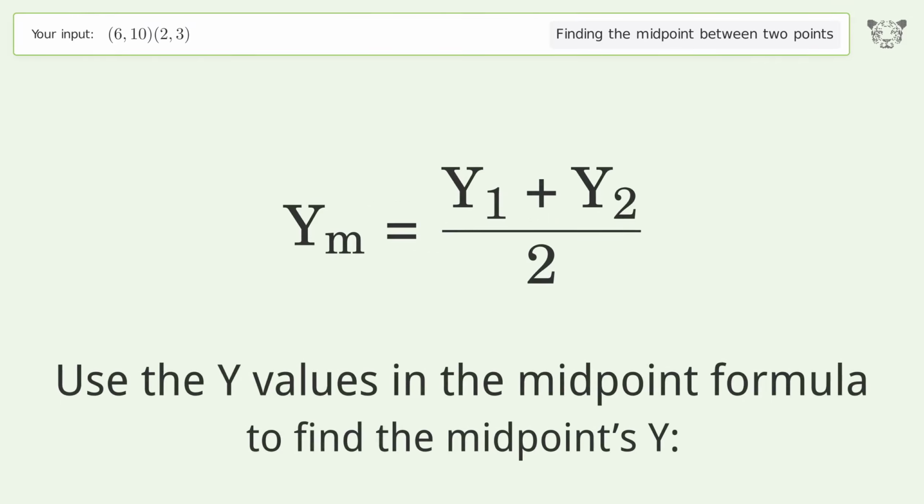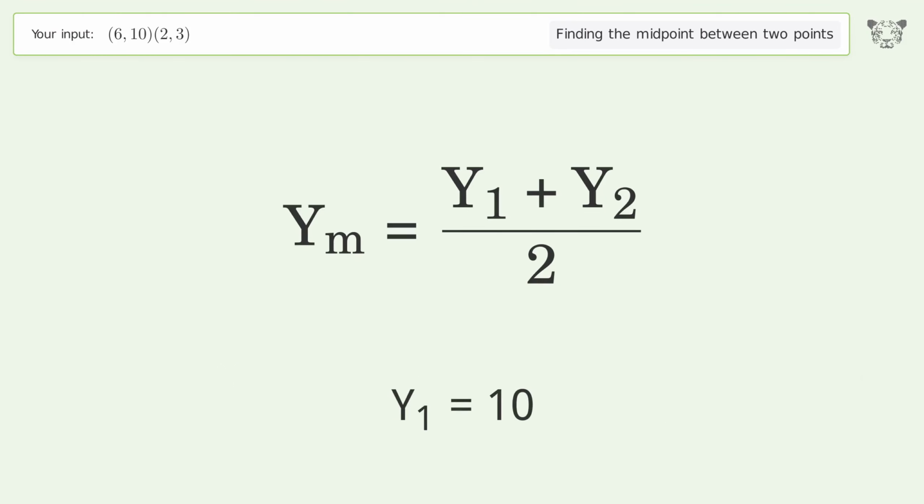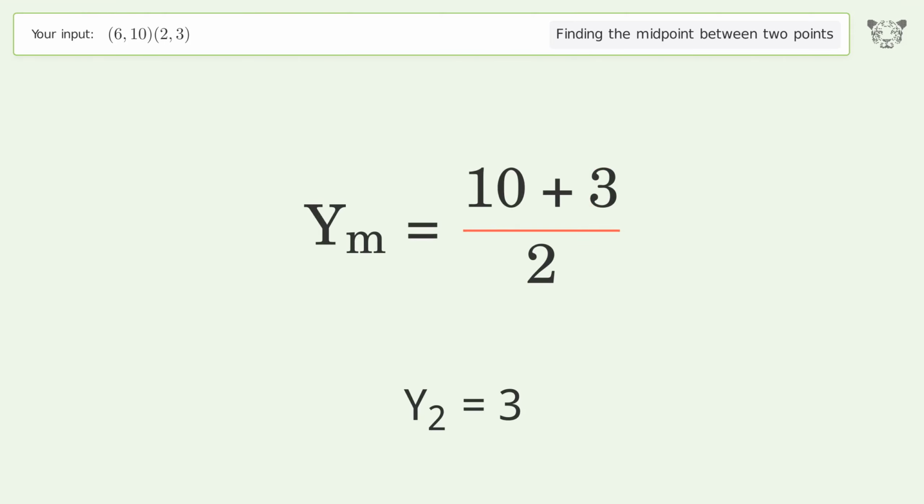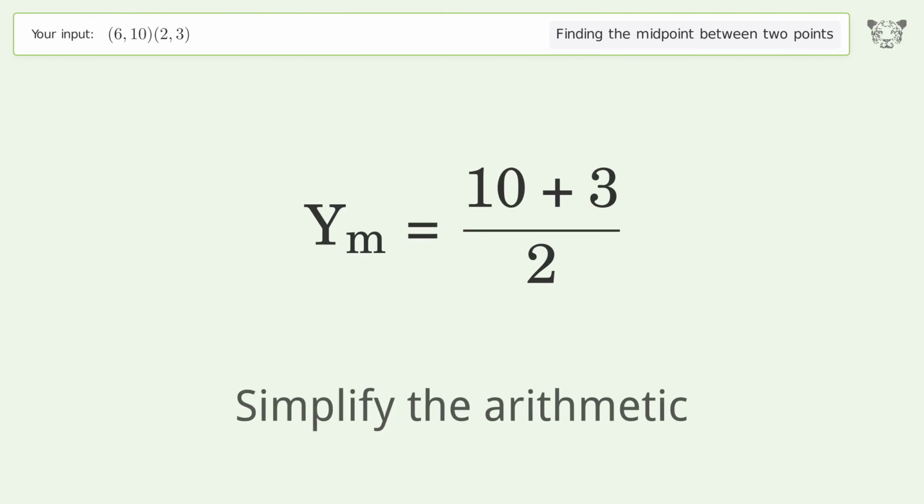Use the y values in the midpoint formula to find the midpoint's y. y1 equals 10. y2 equals 3. Simplify the arithmetic.